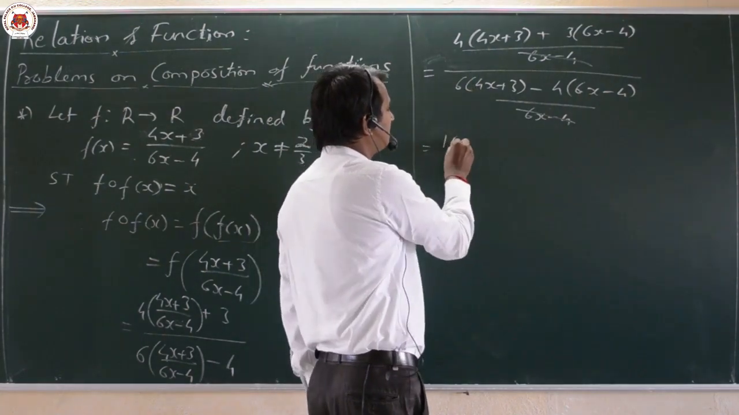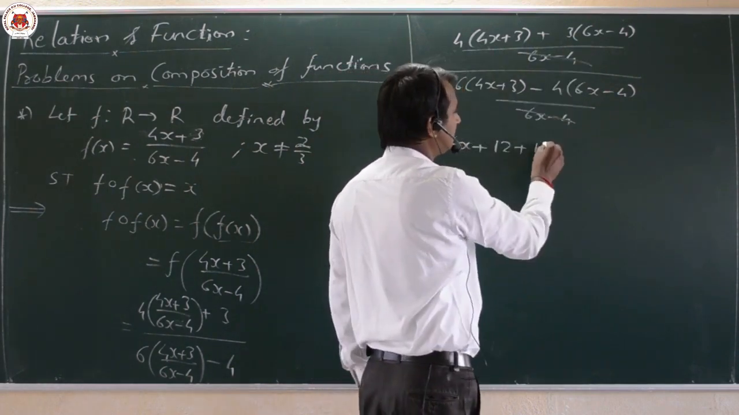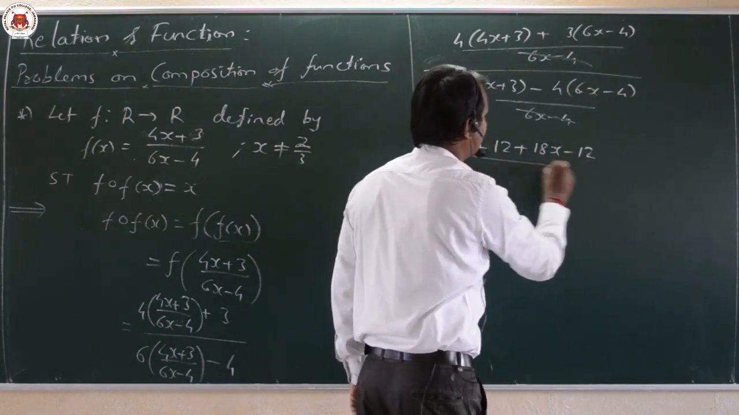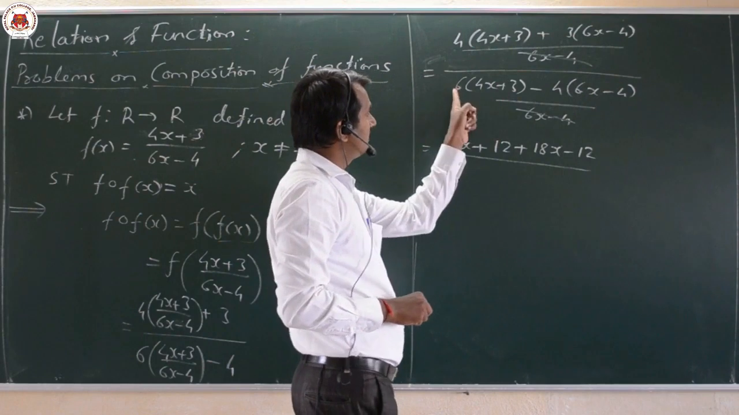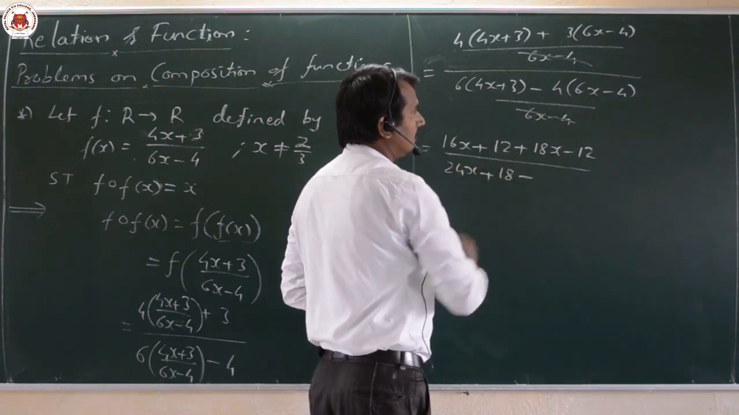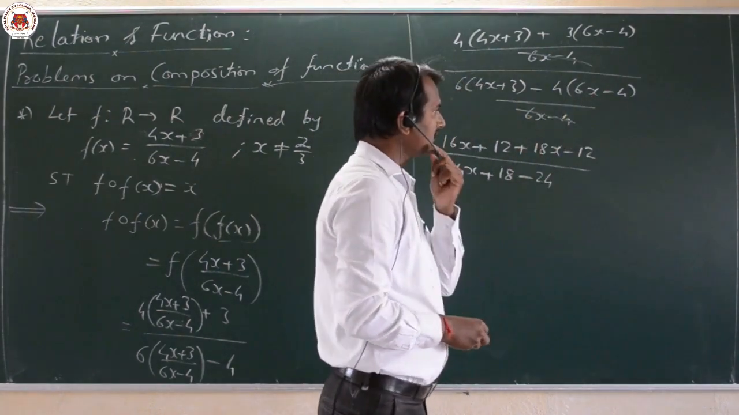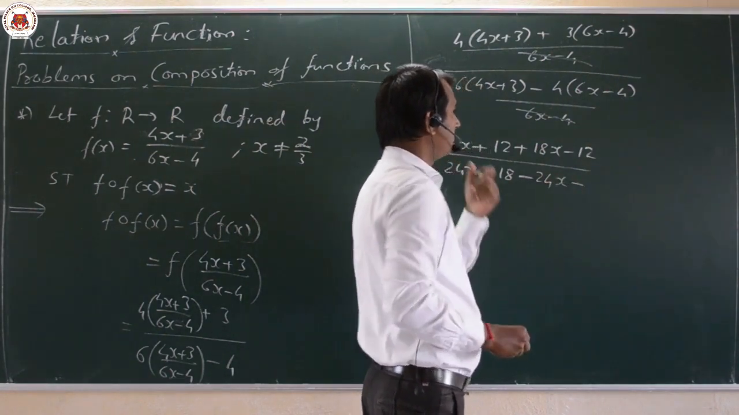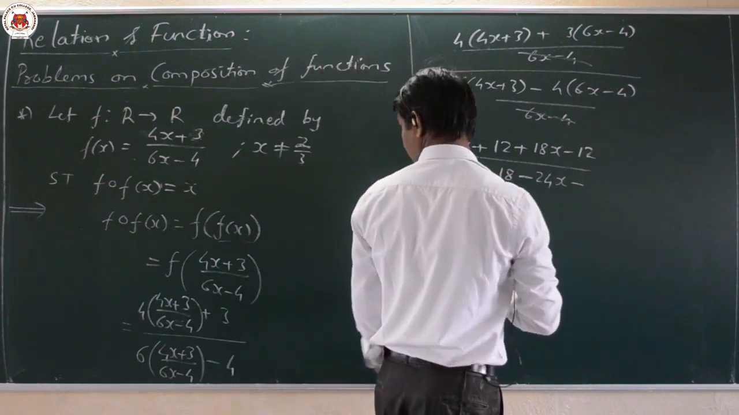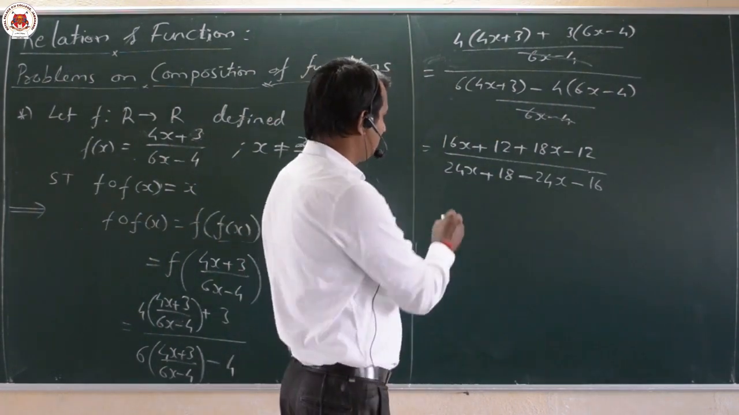4 4s are 16x plus 4 3s are 12 plus 6 3s are 18x. Next, 4 3s are 12 minus 12, whole divided by, now what is the value of 6 4s? 6 4s are 24x plus 6 3s are 18 minus, that is 6 4s are 24x minus the denominator, that is 4, 4 4s are 16, 4 4s are 16.